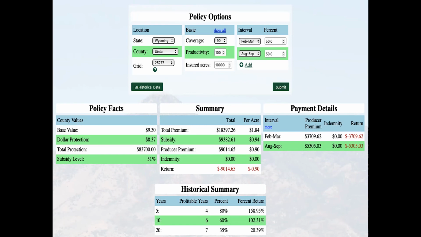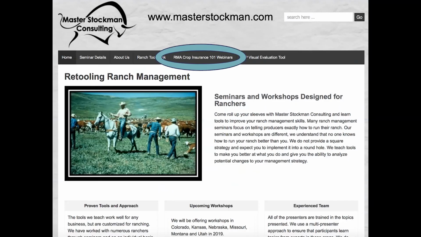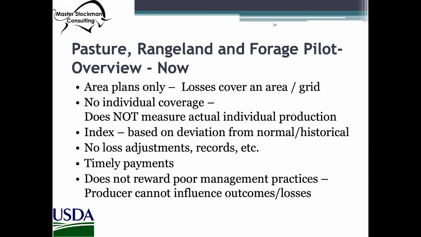But this is a way to assess historically and most likely outcomes by different policy strategies with this pasture range and forage insurance. If you're interested in getting started or you need to know your grid, you can go out to masterstockman.com. There's RMA Crop Insurance 101 webinars. So there's a webinar out there that really kind of works you through how you might get started with PRF.